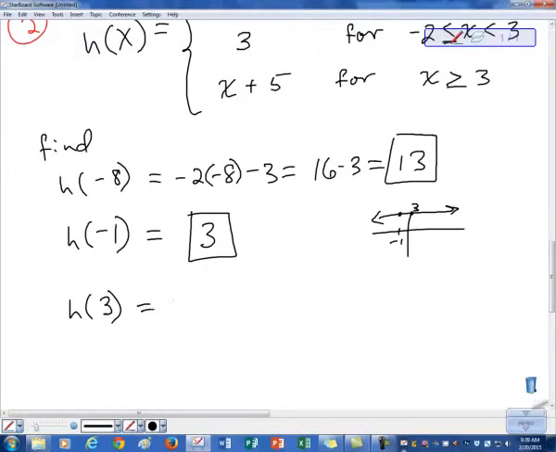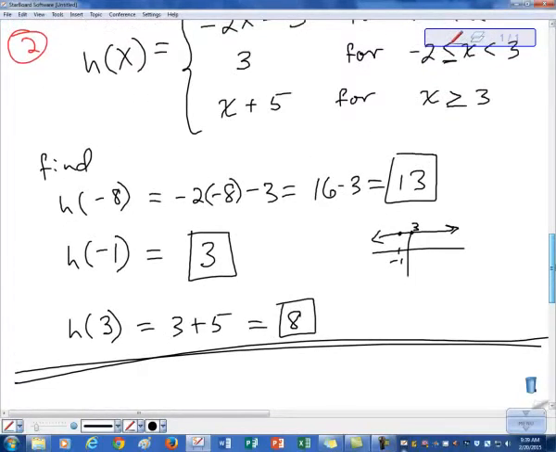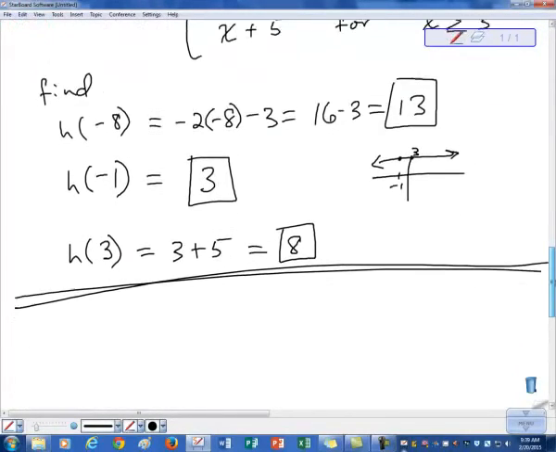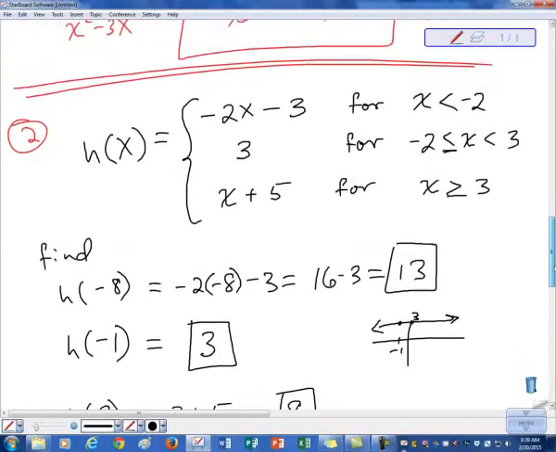So you would put in here 3 plus 5. You would use the third equation, and we get 8 out. All right, and those are the three that cover all three of these parts of the piecewise defined function.